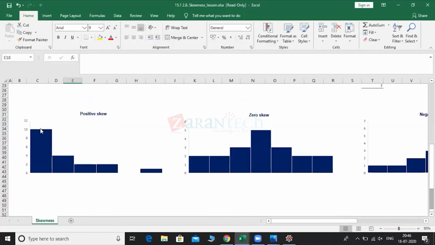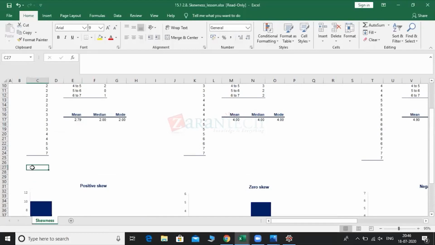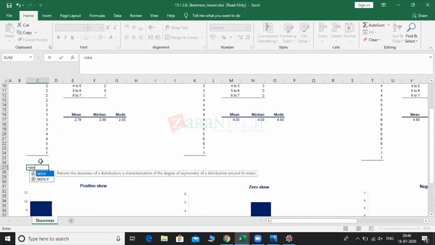So what we are saying is that most of the numbers are on this side. So the graph somewhere becomes like this. This is a positive skew, where the tail is towards the positive end. So this is what is called skewness. We can also find this by a simple function called skewness.